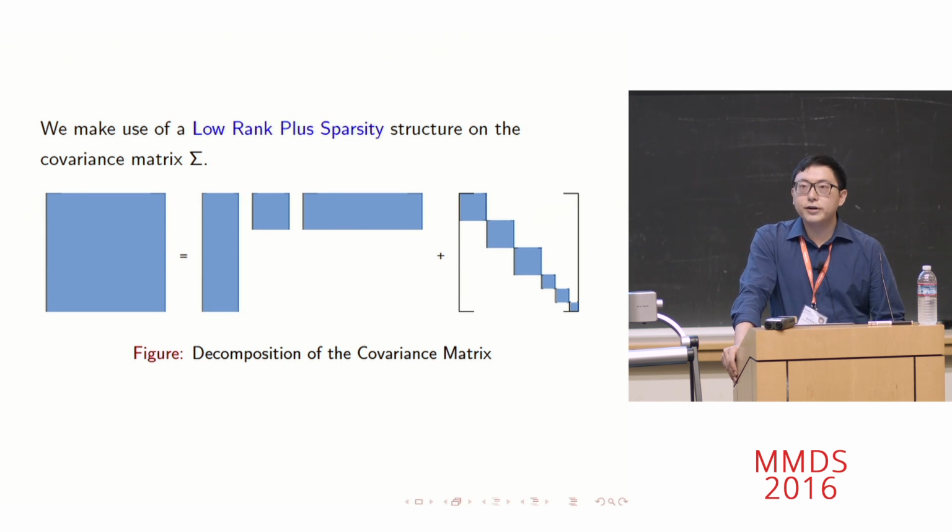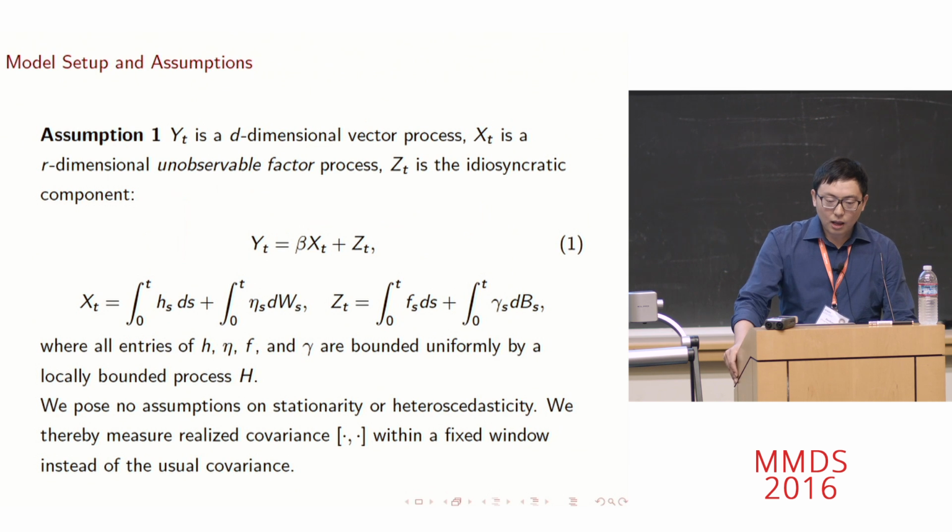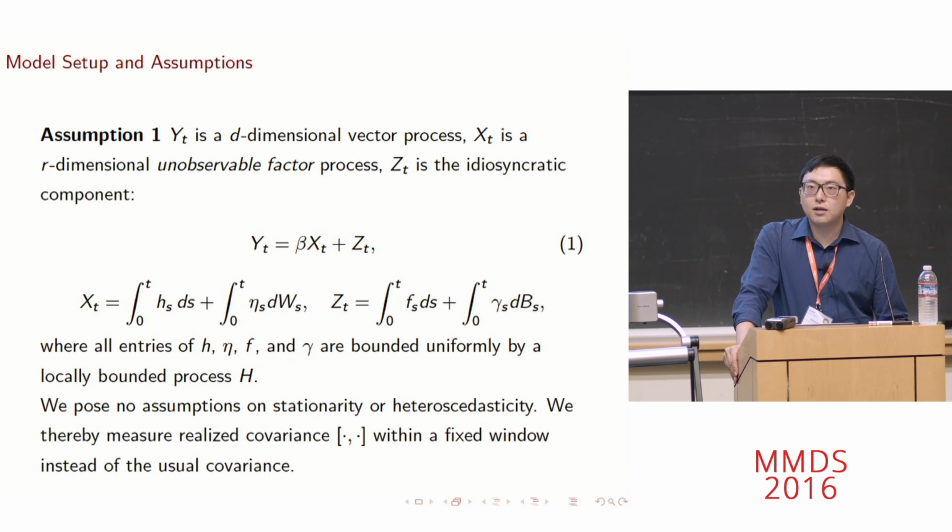We're going to assume the covariance matrix is made of a low rank plus sparsity. So it is equal to the loading times factor covariance times the loading transpose, plus a block diagonal residual covariance. And the blocks are known a priori because we can certainly read the classification codes. Okay, so this is basically the whole idea.